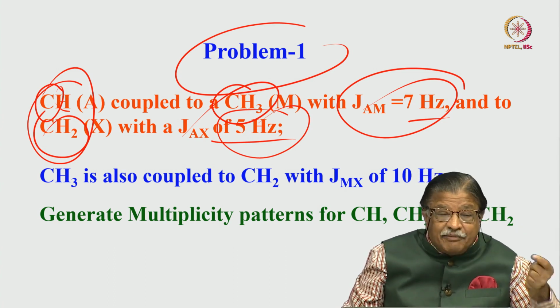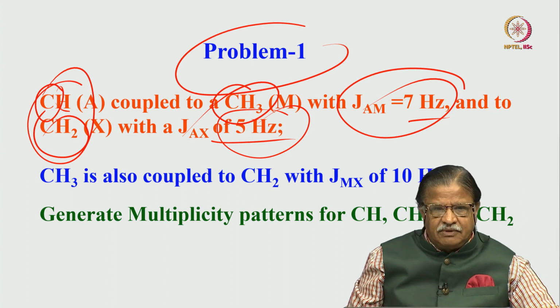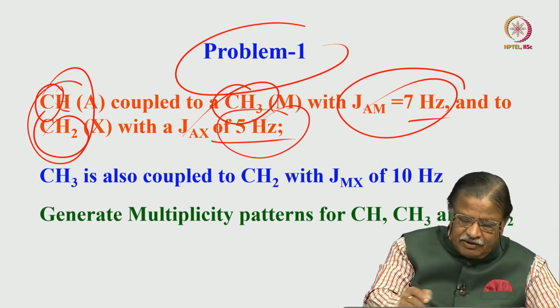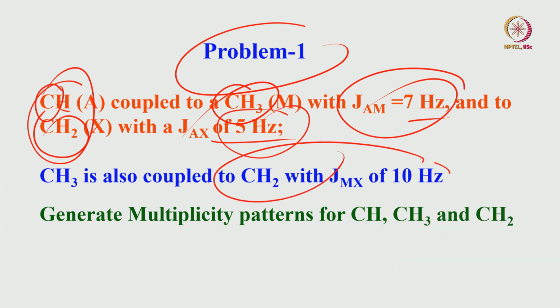Now we can generate the multiplicity pattern for each of them. What is the multiplicity? And also I give you another information. CH3 is also coupled to CH2 with a coupling constant of 10 Hertz. That means we have 3 groups of protons coupled, maximum we can have is 3 couplings. AM, AX and MX, 3 couplings are there. All the information is given for you. And it is weakly coupled.